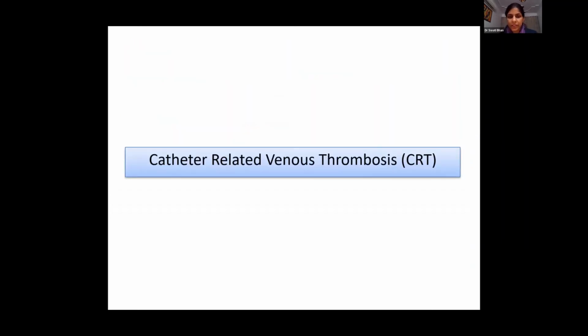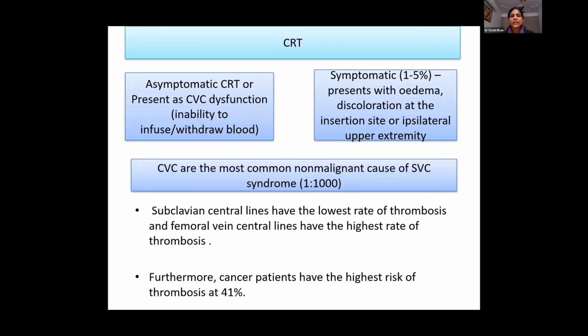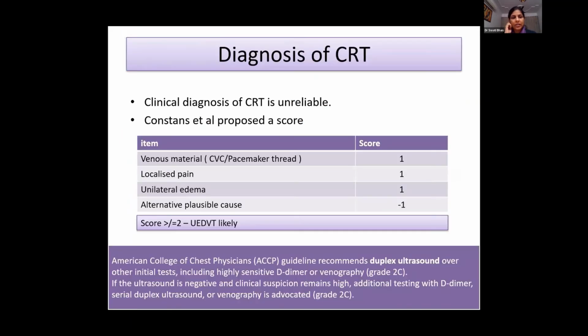Coming to catheter-related venous thrombosis, we can see that it can be an asymptomatic catheter-related thrombosis or a symptomatic catheter-related thrombosis. Asymptomatic will present as CVC dysfunction, where we have inability to infuse or withdraw blood, whereas symptomatic will present with edema, discoloration at the insertion site, or ipsilateral upper extremity edema. And CVCs are the most common non-malignant cause of SVC syndrome.